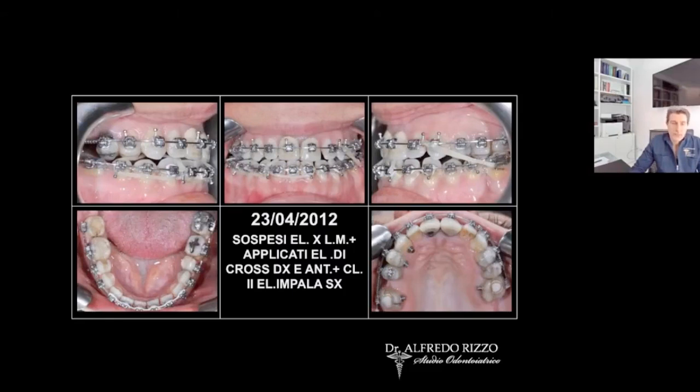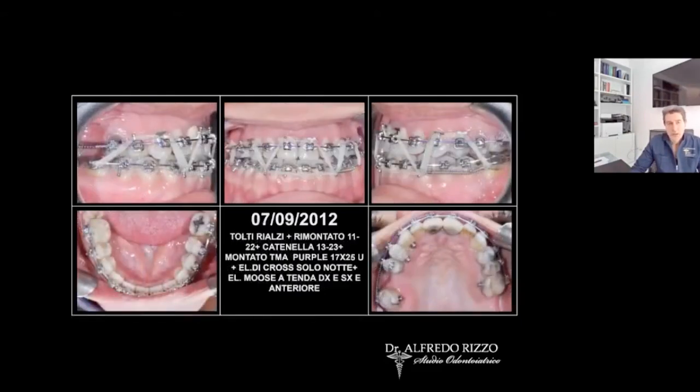As we go on with the elastics to move the teeth into the correct position, we see that the midline has been established correctly. Then we move to TMA arch wires, purple, that have a mobility which is characteristic to TMA, but which are gentler and more plastic than the classical TMA wire. This is why we can still continue the movement of the teeth as we desire. Also, we use the elastics to close the bite after I have removed the buildups.